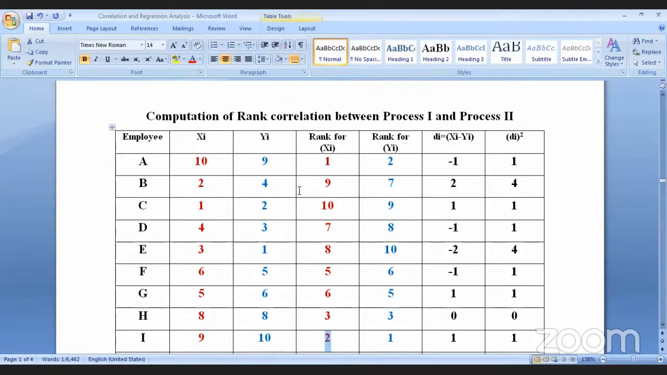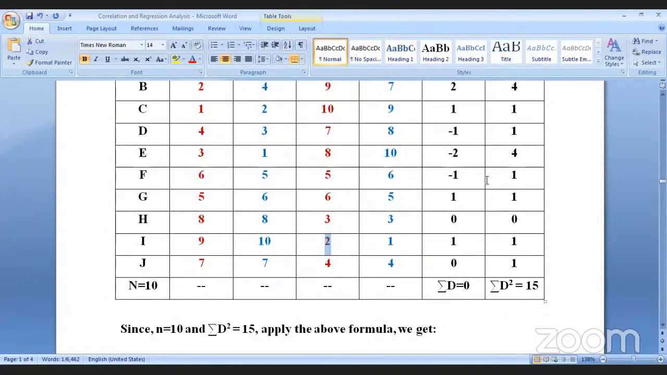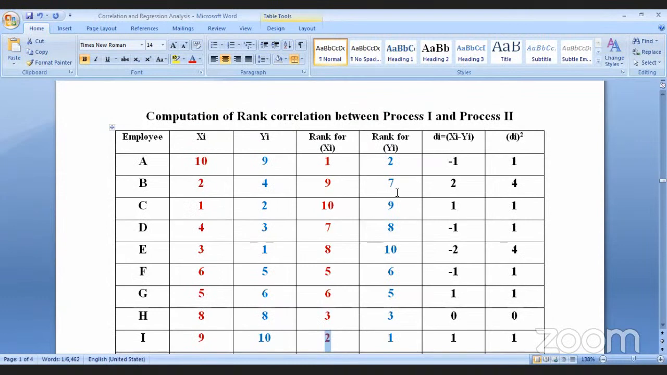Okay, the ranks are given for Xi and also for Yi. Then Di is equal to Xi minus Yi. So 1 minus 2, that is minus 1. Then 9 minus 7, that is 2. Okay, so here 10 minus 9 is 1, 7 minus 8 is minus 1, and here 1 minus 2.